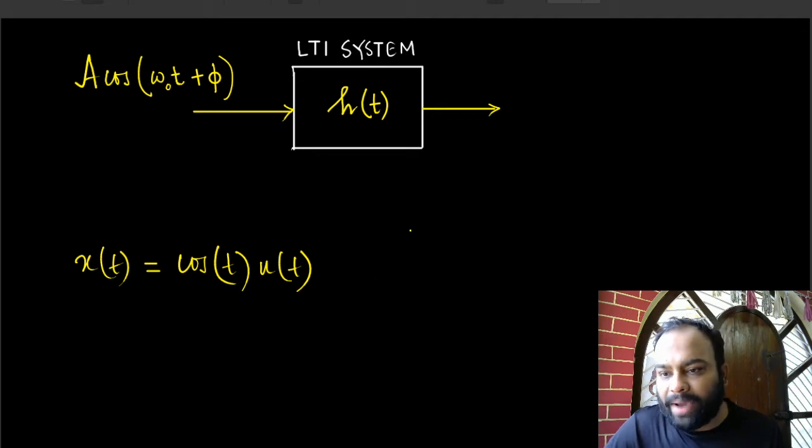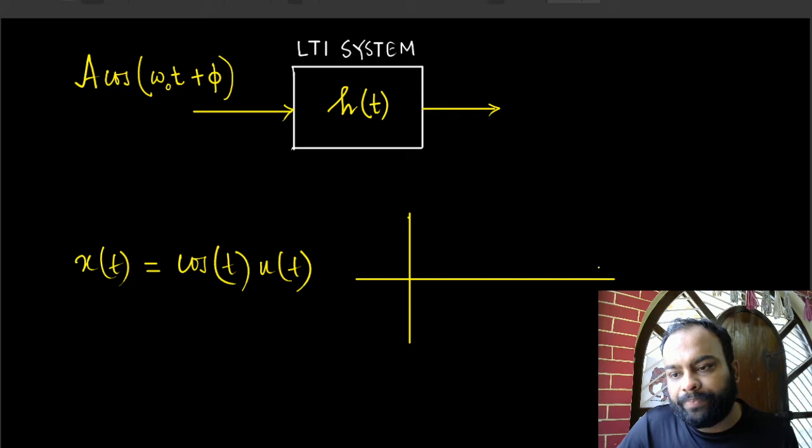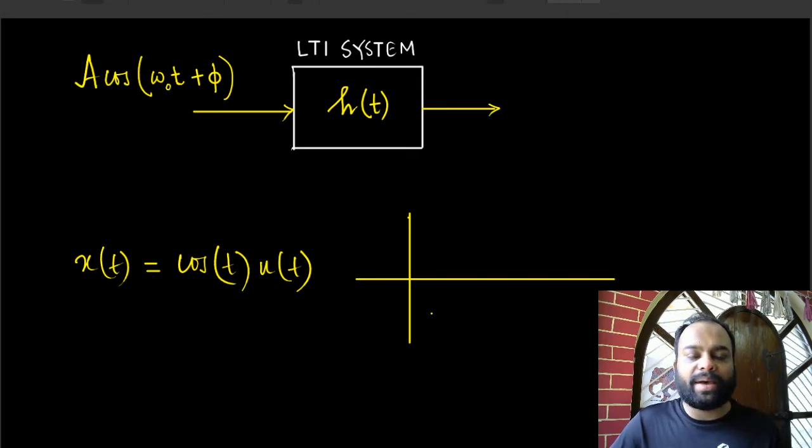So what I mean by that, of course you already know the idea behind this, is that u(t) is a unit step, and unit step has a value of 0 as long as t is less than 0. As long as t is smaller than 0, u(t) has a value of 0.